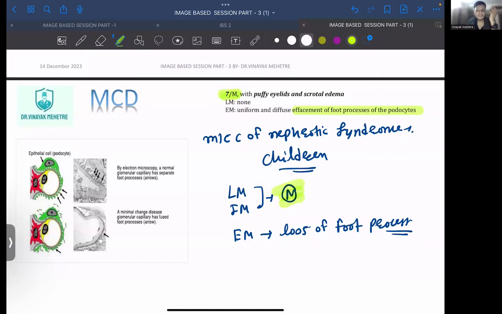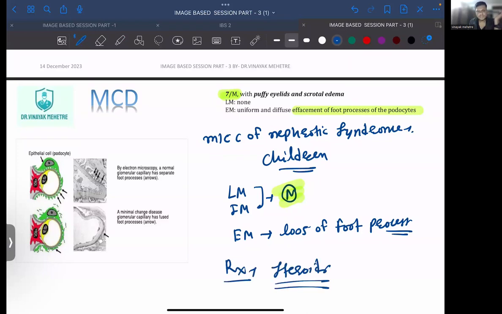Treatment for MCD, what is the treatment for it? It is steroids. No reassurance. We need to give steroids.